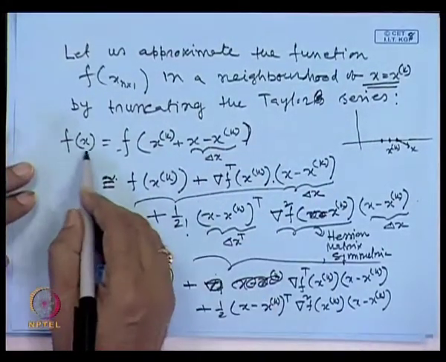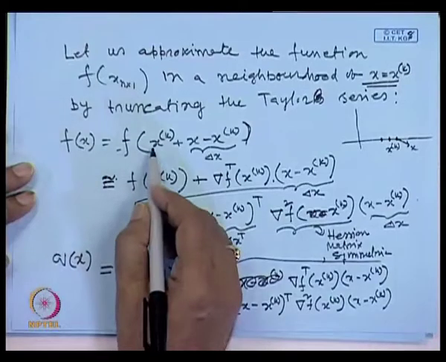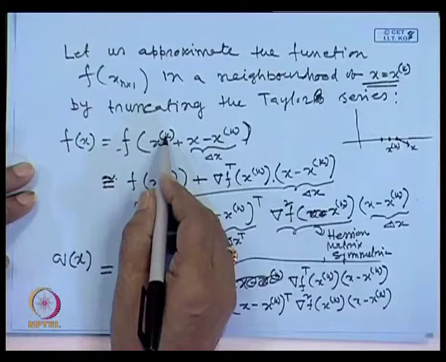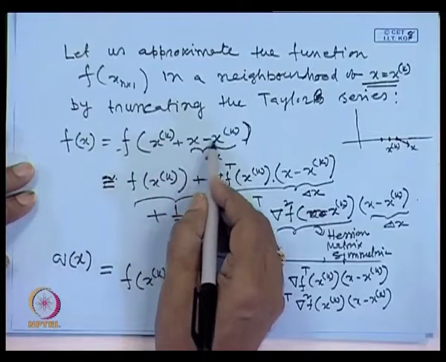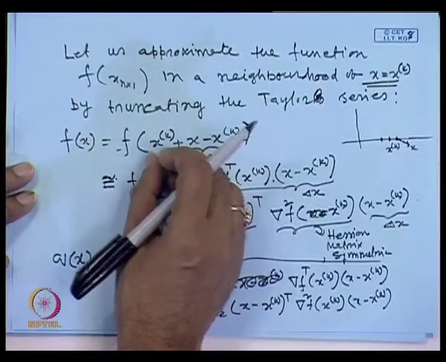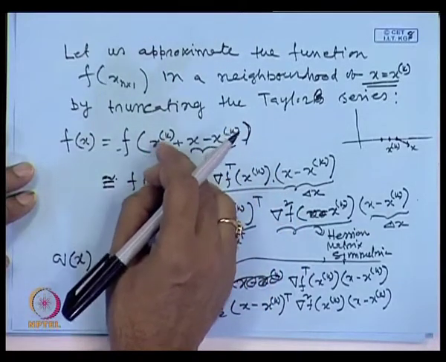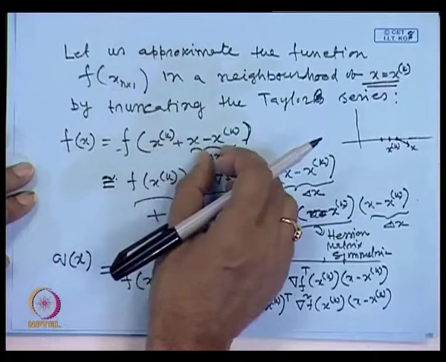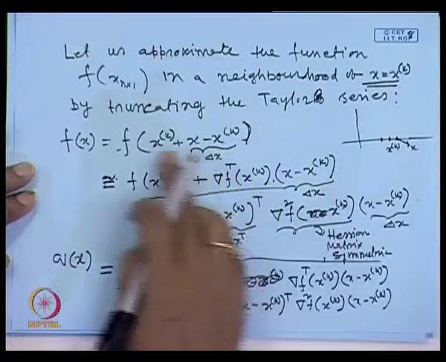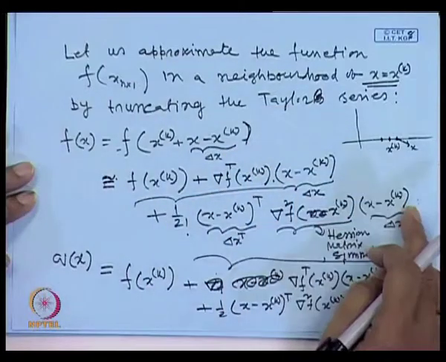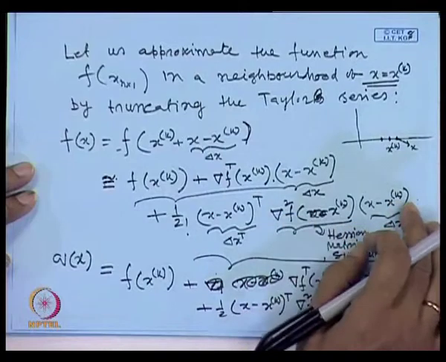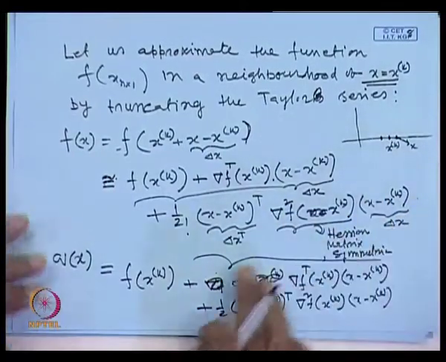Then we wrote f of x is equal to f of x superscript k plus x minus x superscript k. So this is the delta x, the perturbation from x at the kth point. We made that Taylor series expansion and kept it up to second order partial derivative terms.